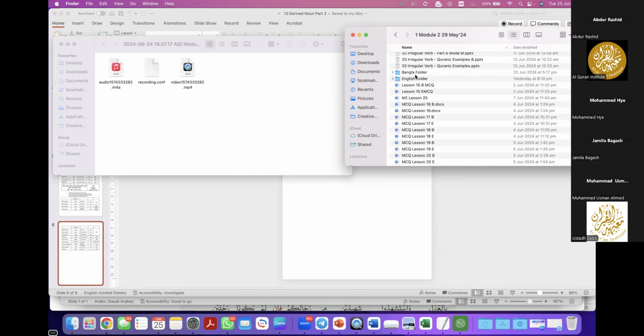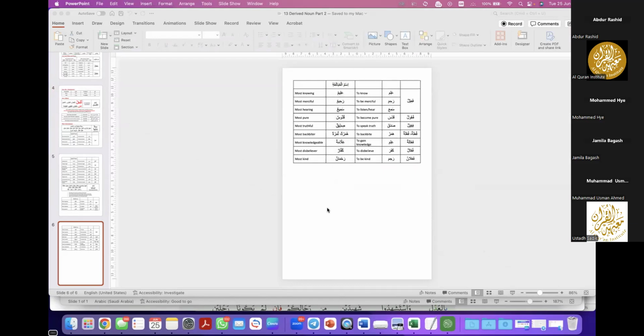So fa'il and maf'ul are the role some ism plays in the sentence. The type of ism could be anything. I could use ism fa'il for a fa'il. I could use ism maf'ul for a fa'il. I could use ism maf'ul for a maf'ul. I could use any type of ism for a fa'il or a maf'ul. Correct.